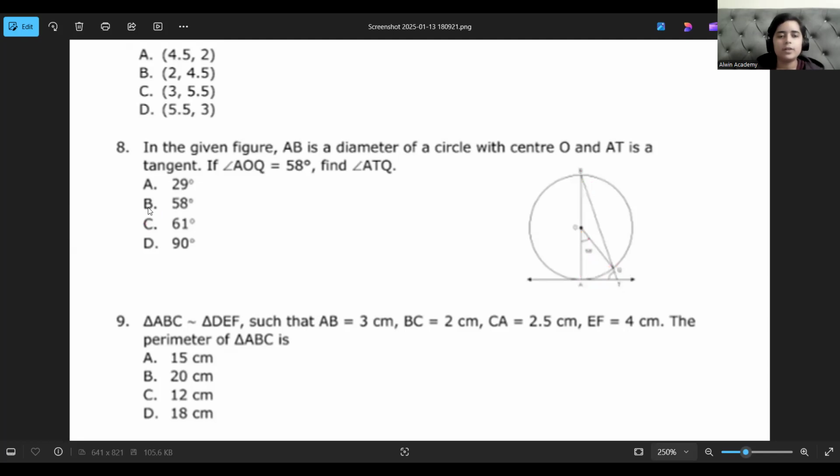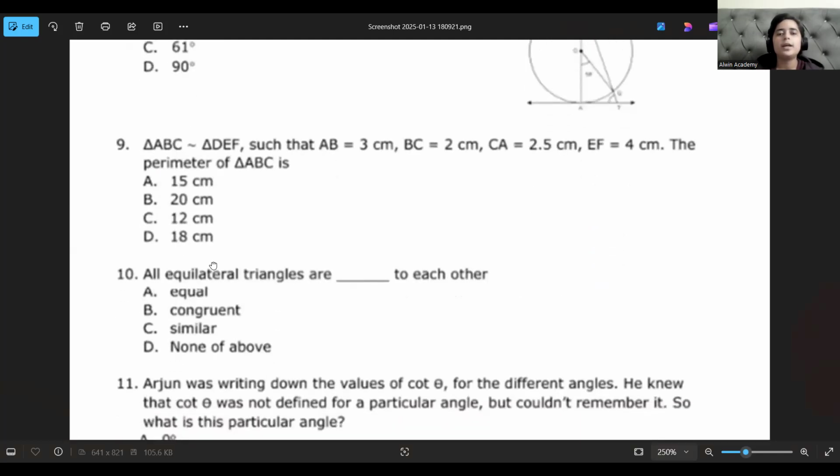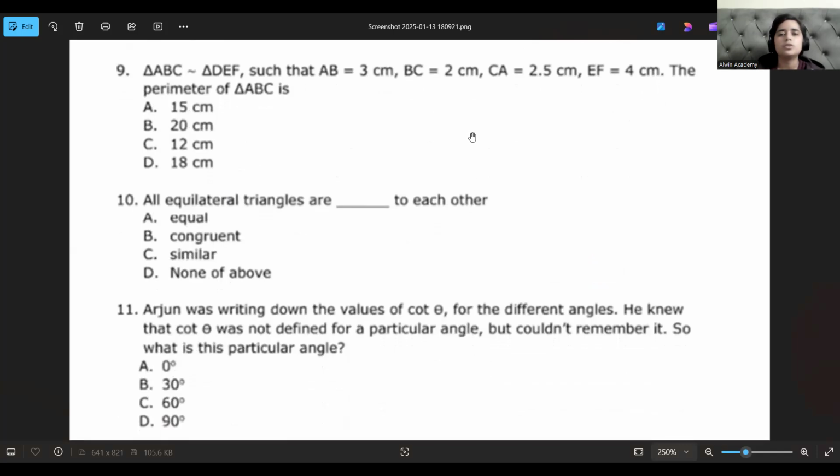Herein, we are given that triangle ABC is similar to DEF such that AB is 3, BC is 2, CA is 2.5, EF is 4, and we must find the perimeter of ABC. Now, here there is a slight misprint. We have to find the perimeter of triangle DEF in reality. If I draw two triangles, triangle ABC and triangle DEF, I am given that these are similar, and AB is 3, BC is 2, CA is 2.5, DE is not given, EF is 4, and DF is not given.